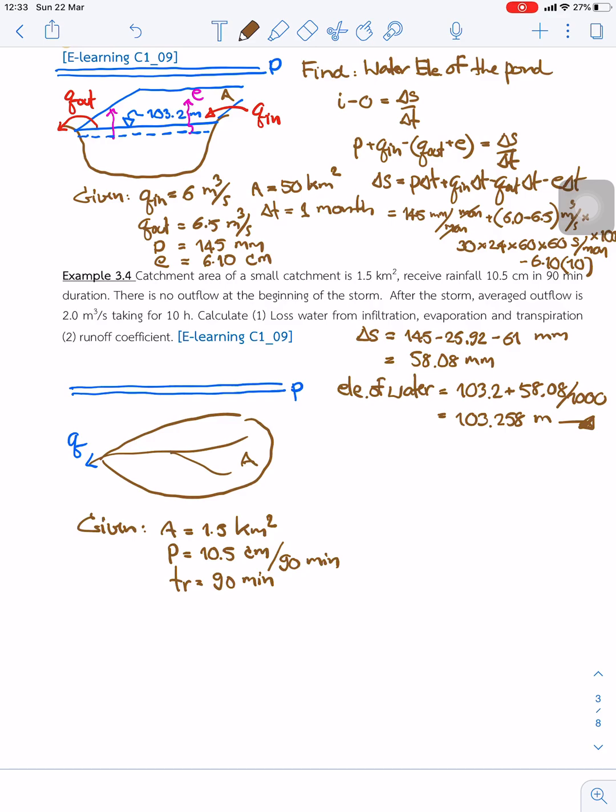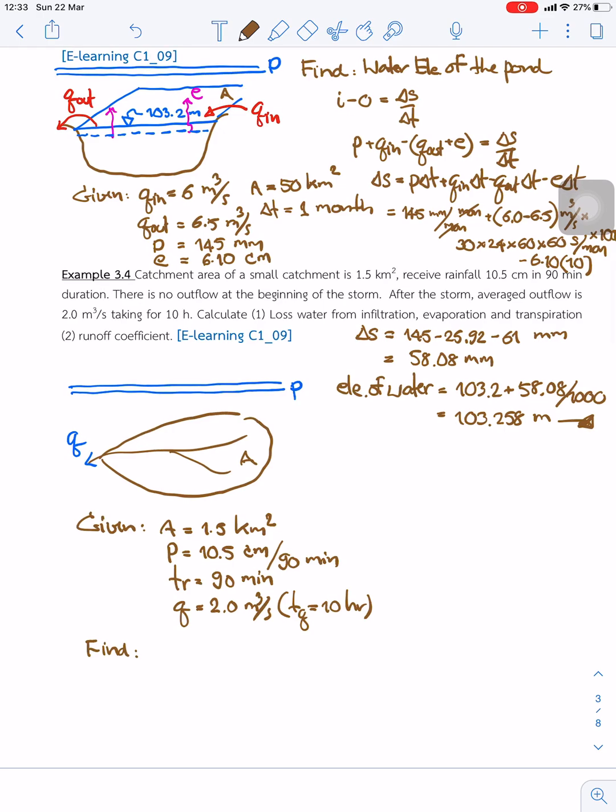After the storm, the average outflow is 2 meter per second. It takes about 10 hours to flow out. Okay, the question: they want to know the loss of water from infiltration, evaporation, and transpiration. So it means, what is the loss?